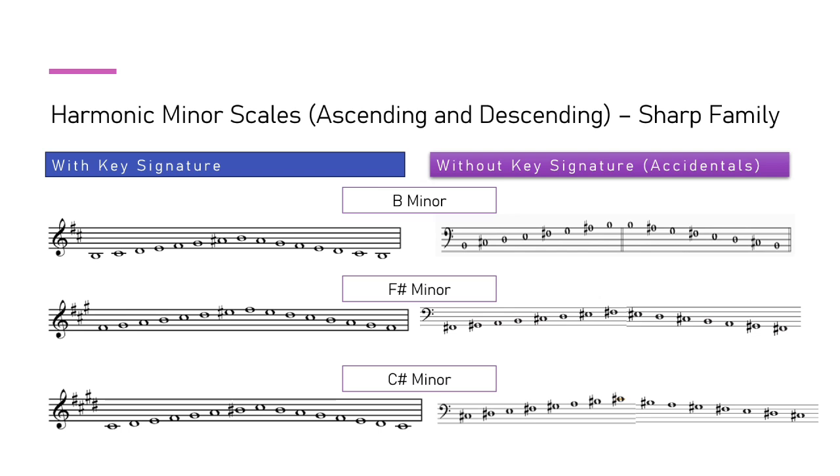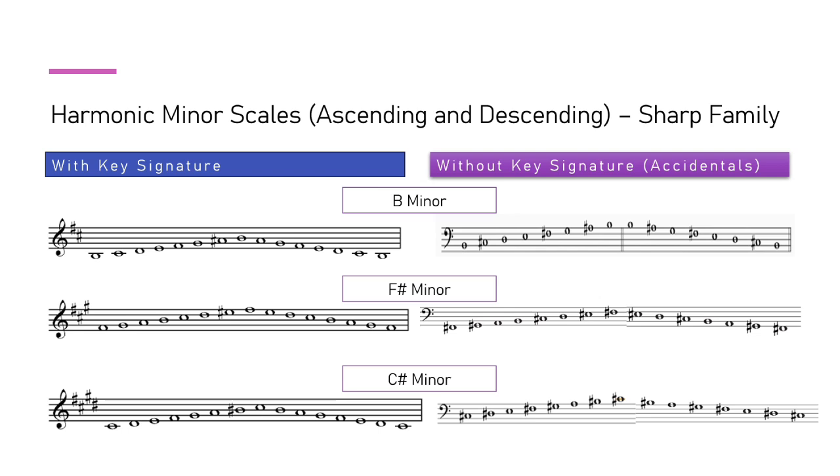So these three scales here, minor scales here, B minor, F sharp minor, and C sharp minor, they are all in the sharp family. And like I said, because their relative major are also in the sharp family, they just assume the key signature of their relative major. So I'll only do B minor, and I'll leave you with F sharp minor and C sharp minor. But like I said, the principles are the same.